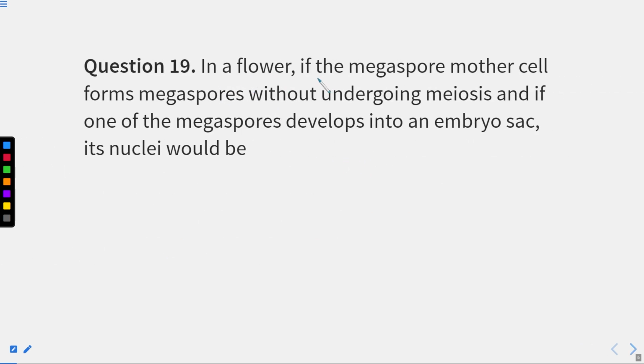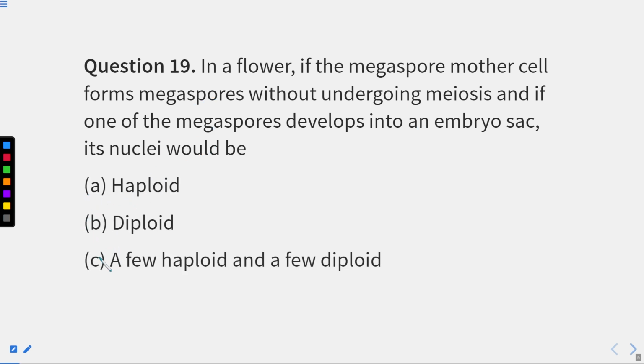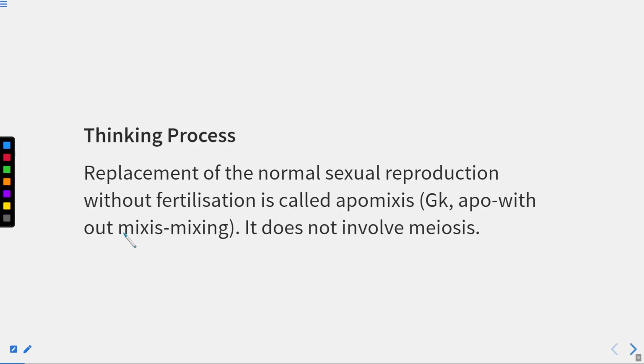So in a flower, if the megaspore mother cell forms megaspores without undergoing meiosis, then if one of the megaspores develops into the embryo sac, its nuclei would be, okay, options are: option A is haploid, option B is diploid, option C is few haploid and a few diploid, and option D is with varying ploidy. Okay, so let's talk about this.